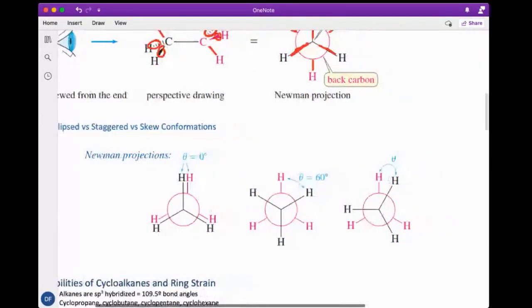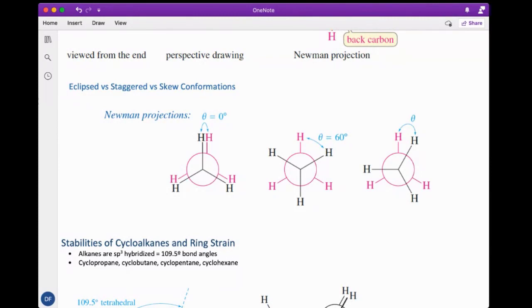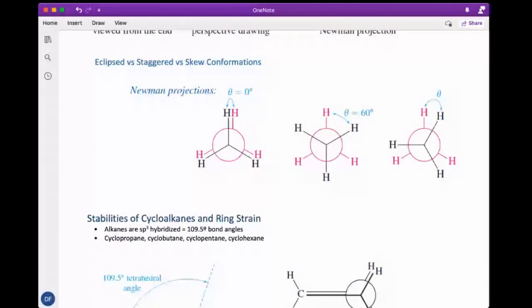So the next one is eclipsed versus staggered. Eclipsed just means that they're basically on top of each other, overlaying each other, so the angle would be 0 degrees. The complete opposite of that is staggered, which means that they are separated as much as possible, which in this case is 60 degrees on both sides. And then skew just means any angle in between 0 and 60. What you need to know is that eclipsed uses a lot of energy, whereas staggered has the least energy.